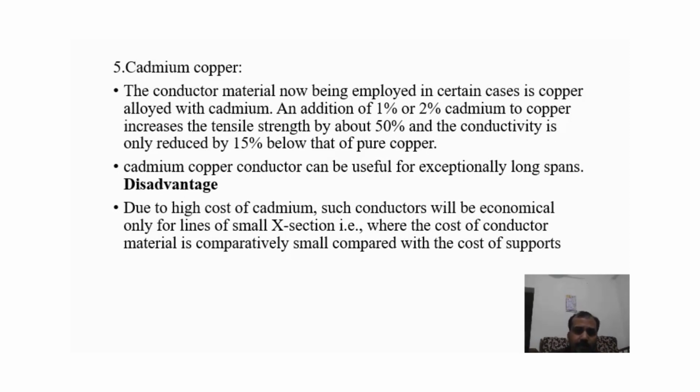The next and last conductor is your cadmium conductor. Cadmium copper, this is the last conductor material. Cadmium copper is nothing but an alloy of copper. Alloy means we mix different materials in some proportion. In this we add 1 to 2% of cadmium in copper conductor, and due to this addition the tensile strength of the copper increases by 15%, but we lose only 15% of its conductivity.